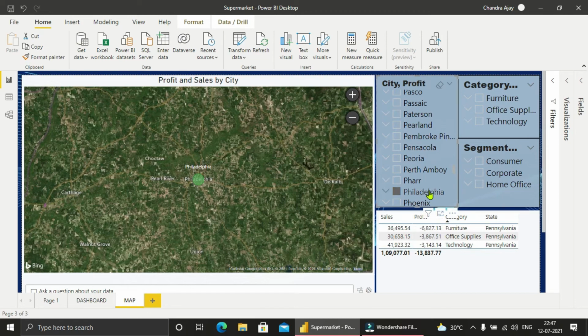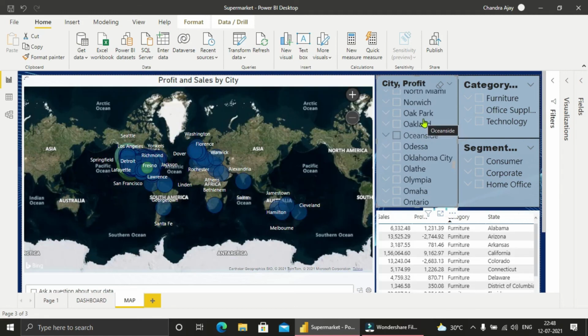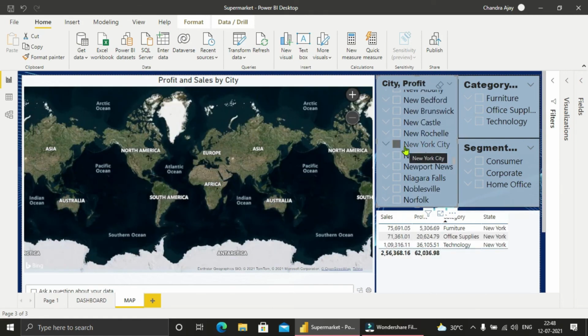And now let us also check for New York City and analyze the data in New York City as well. Now let's visualize New York City. We can see that technology has the most number of sales compared to furniture and office supplies, and the profit also is the highest in the technology category.